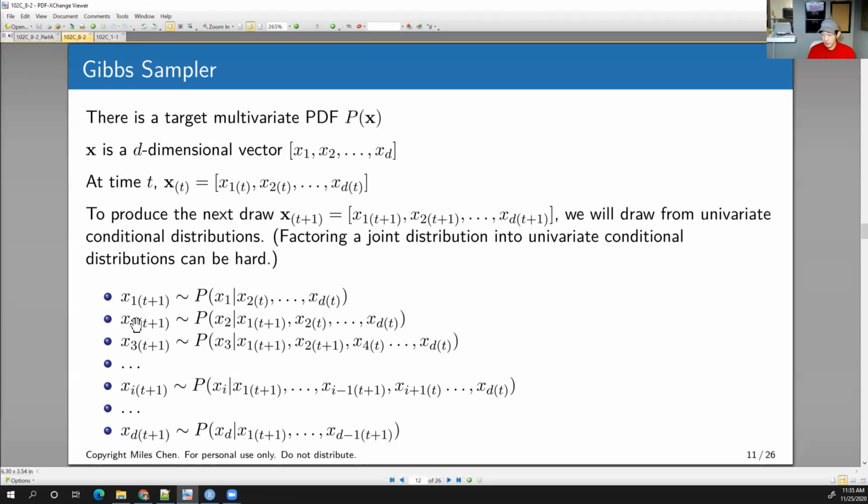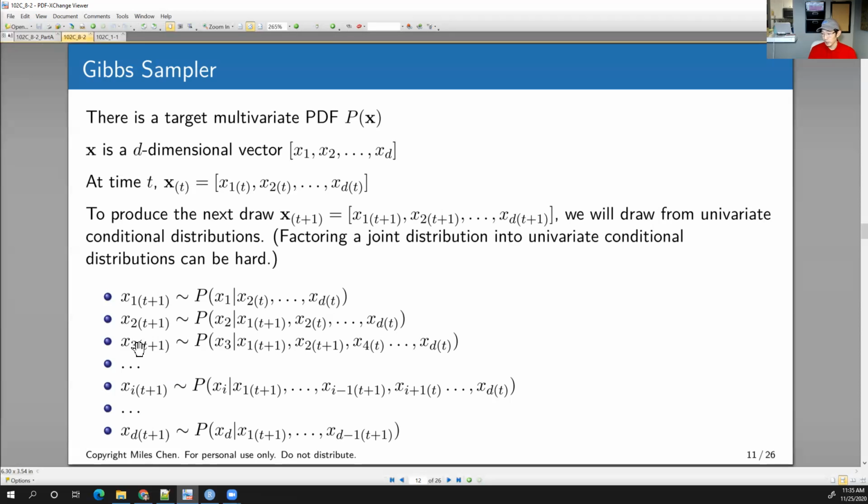When we look at the next value, x2 will be drawn from the conditional distribution of x2 given, and we're going to use the newest value for x1, which will be x1 at time t plus 1. And, oh, this should be x3. That's a typo. The newest values that we have for every other value, which will be x3 at time t all the way up to xd at time t.